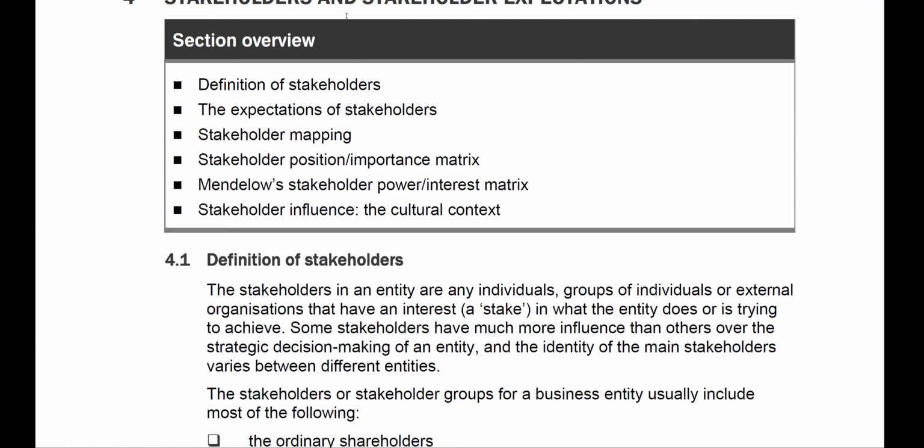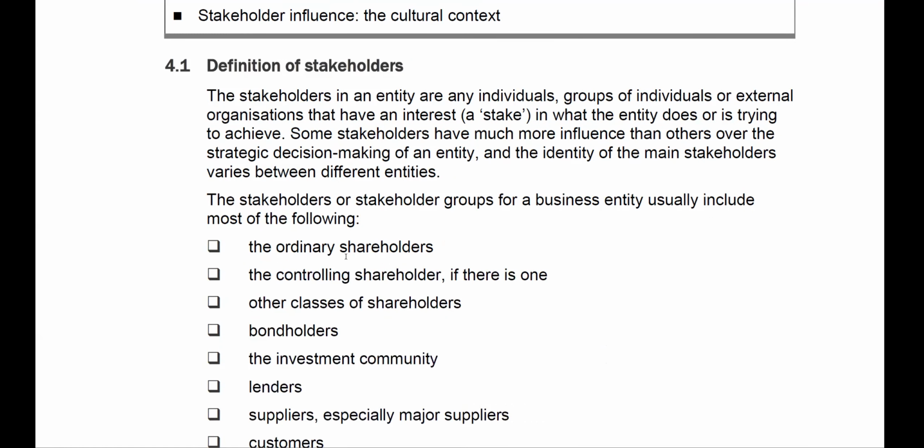Okay, shall we proceed? So what are stakeholders? Stakeholders in an entity are any individuals, groups, or external organizations that have an interest, and that is what we call the stake. Anybody who is interested in what you do is a stakeholder, okay? Anybody who is interested in what you do or what you are trying to achieve is a stakeholder.